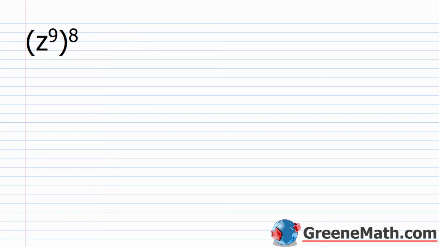What about z raised to the 9th power, and then this is raised to the 8th power? Again, z is going to stay the same. Multiply the exponents. 9 times 8 is 72. What about y to the 5th power, and then this whole thing is raised to the 3rd power? Again, keep the base the same. So y is going to stay the same. Multiply the exponents. 5 times 3 is 15.